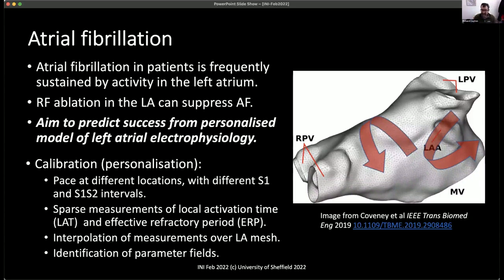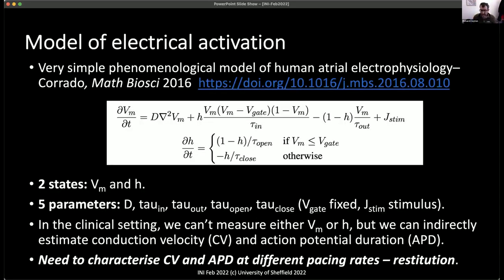We want to be able to interpolate these sparse measurements over this surface, and to be able to get from measurements to parameters in a model that represents the electrical activation and recovery, again, over the surface. So the model we're talking about, there's a little bit of detail on this slide. There's a link to a more detailed description. But the model describes local changes in electrical potential.